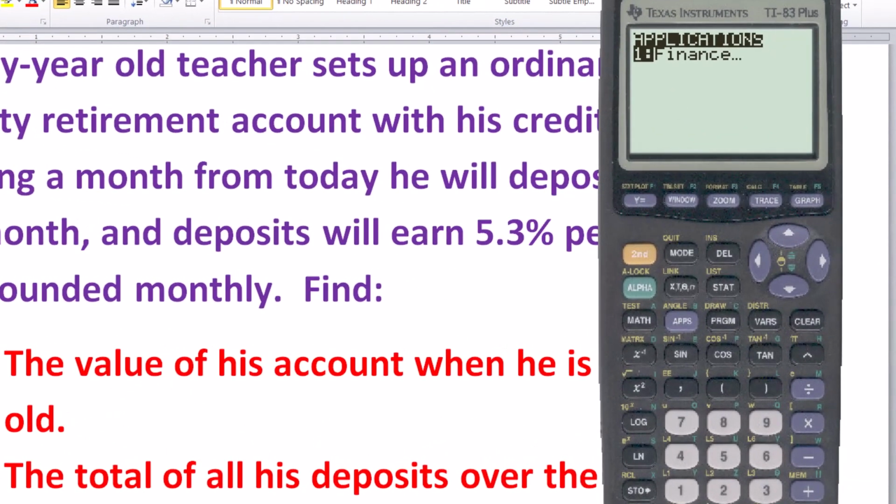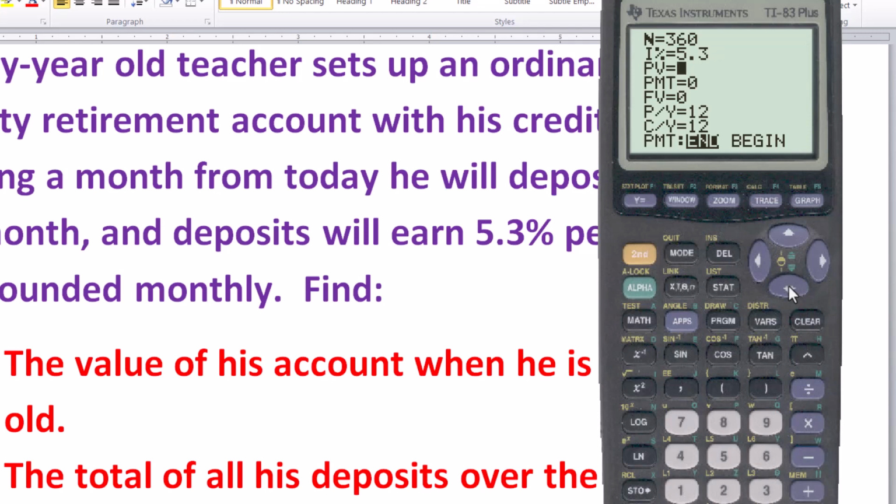This one's finance. I'm going to use the TVM solver here, hit 1. And then N represents the number of payments. You can call it interest periods. So it's going to be 12 per year for 30 years. That's going to be 360. And we have the interest rate. The interest rate is going to be 5.3%. We don't change this to a decimal, so we set it up this way. So it's 5.3.